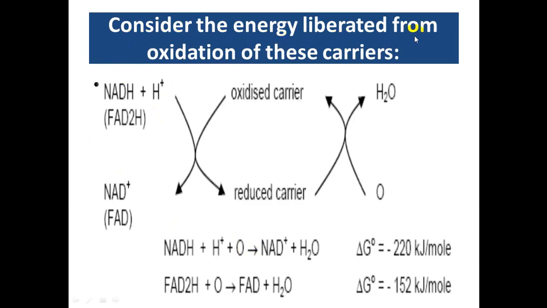Consider the energy liberated from the oxidation of these carriers. الطاقة اللي ممكن إنه تنتج، نلاحظ هنا NADH زائد H plus و FADH2، oxidized carrier اللي هو راح يتحول للـ reduced carrier بهذا الشكل: NADH زائد H plus بروتون زائد أكسجين راح يعطيني NAD plus زائد H2O. هنا راح يحرر الطاقة minus 220 كيلو جول بير مول. بينما بالـ FADH2 راح يتحرر عندي دلتا جي minus 152 كيلو جول بير مول.